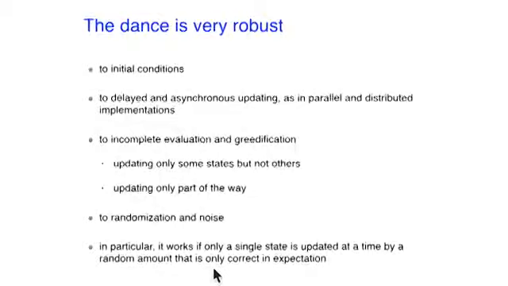And in particular, it works if we only have a single state updated at a time, and we do it by a random amount that's only correct in expectation. So that's what happens with our learning algorithms. It's what's happening in Q-learning. We're moving in expectation in the right direction.